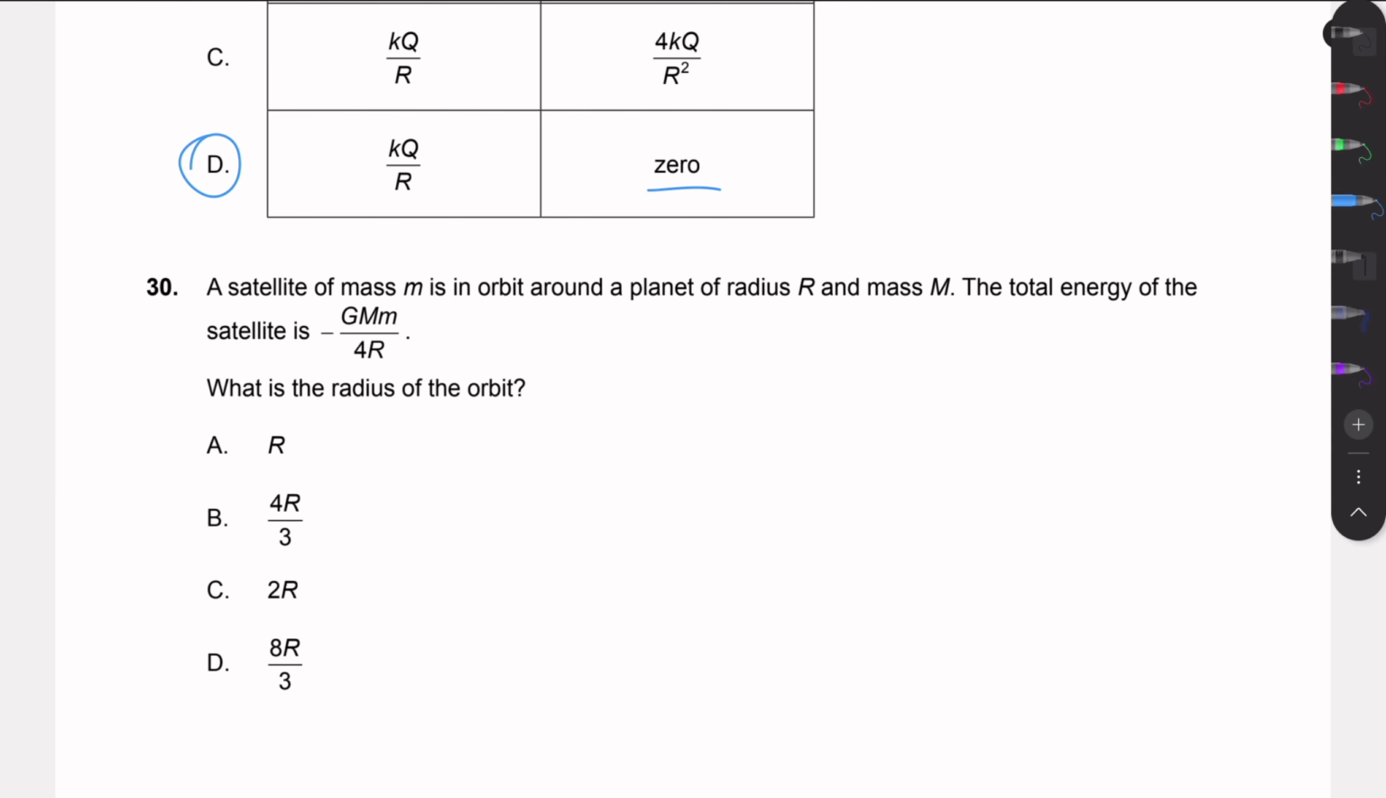Here we are told that a satellite of mass m is in orbit around a planet of radius r and mass M. The total energy of the satellite is minus GMm over 4r. All right, so what is the radius of the orbit? So here we need to come up with a relationship for the total energy of the satellite. So we know, this is in the data booklet, that the potential energy is minus GMm over small r. And well, we know that the kinetic energy of an object is 1/2 mv squared.